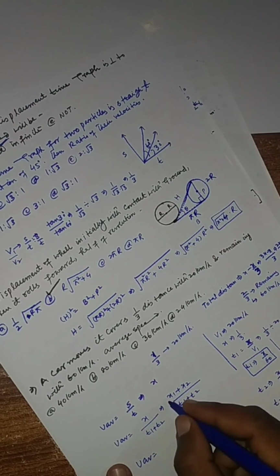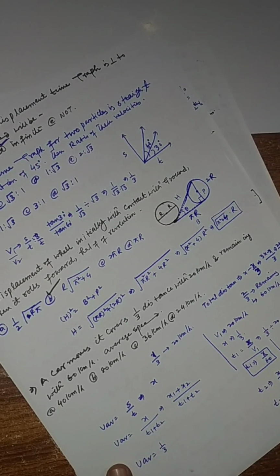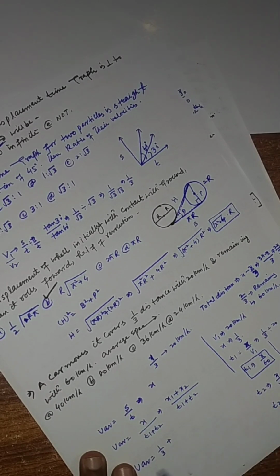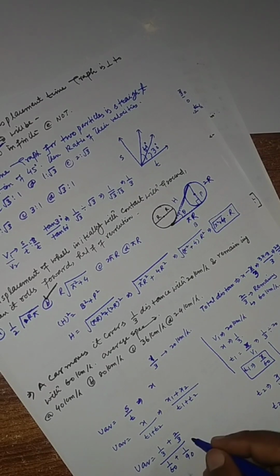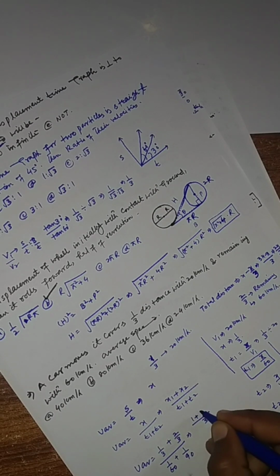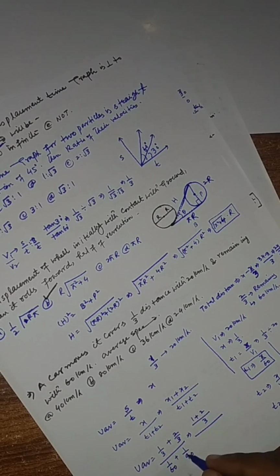Then average speed will be x1, which is how much? 1 over 3. Okay, and x2 is how much? x2 we have calculated as 2 over 3. And the time t1 is 1 over 60 plus t2, which is 1 over 90. Okay, this will we get 3, and 1 plus 2. Okay, over this we will get 90.